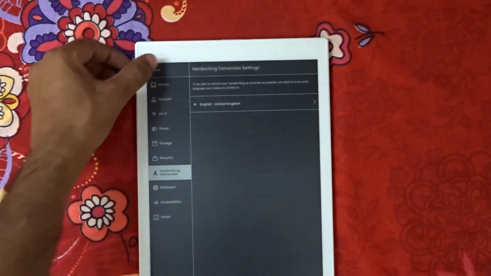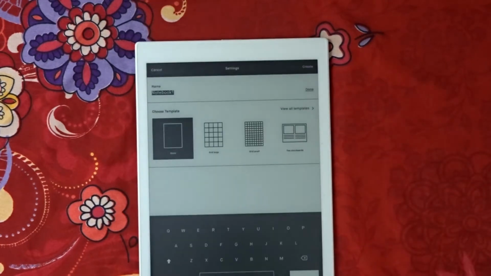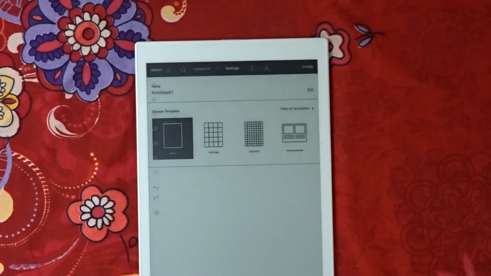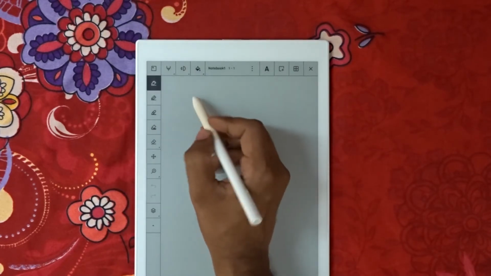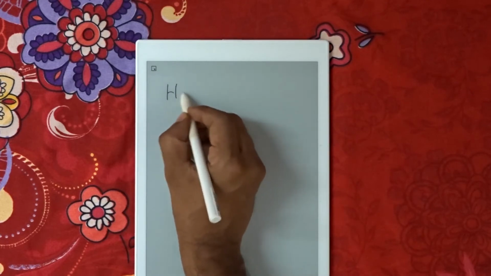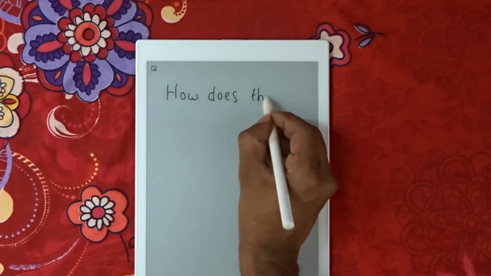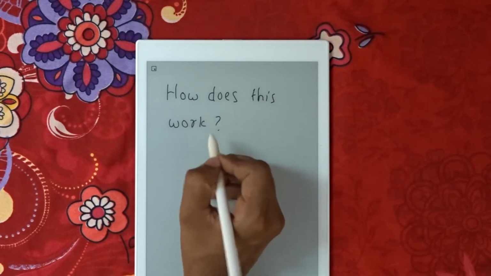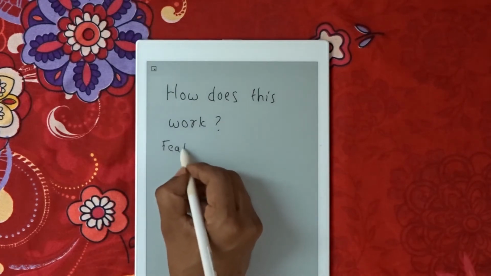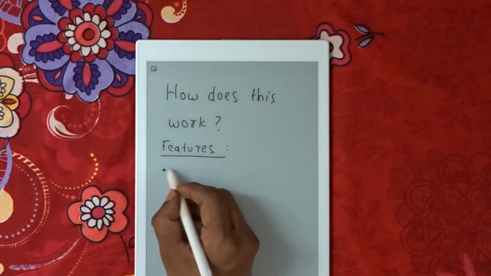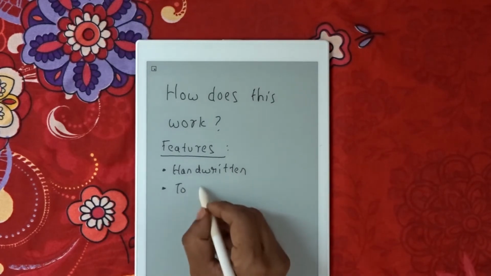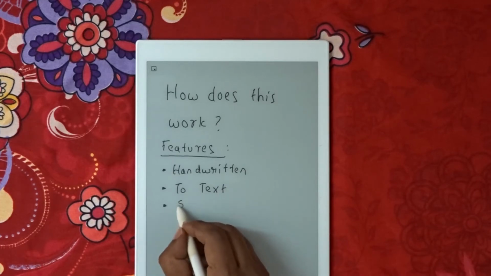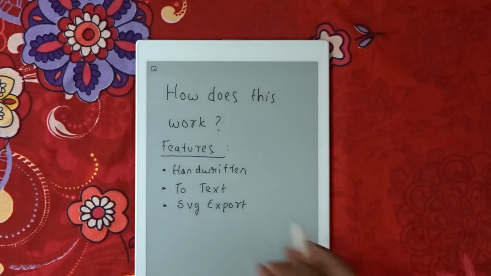Now let's go back. Let's close this menu. Let's create a new notebook. And let's test out these features. Let me write something and so now let's convert this page into text.